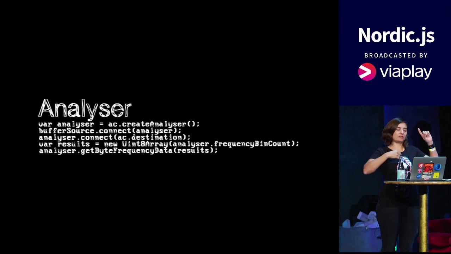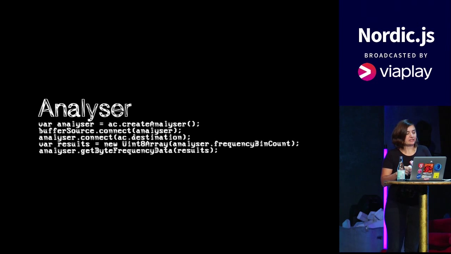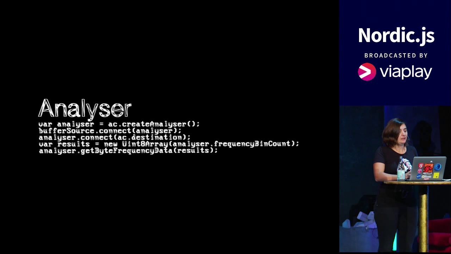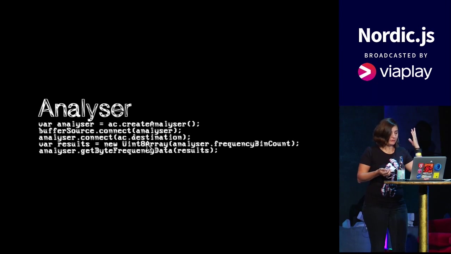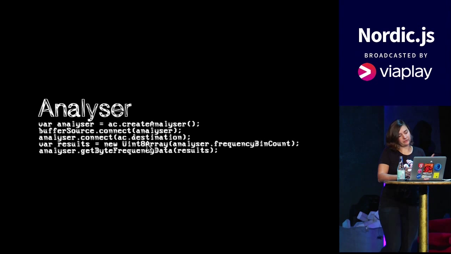This works slightly differently from the previous nodes, and that's for performance reasons, because you need to allocate some space for the results of the analysis beforehand. In this case, I'm using an unsigned integer byte array, but you can also use float arrays. I don't really know why I use this one. I think I just copied it from code that I made before, but you can use both.